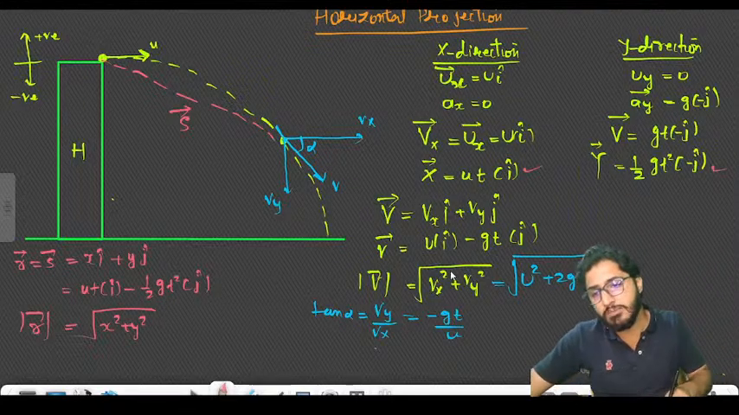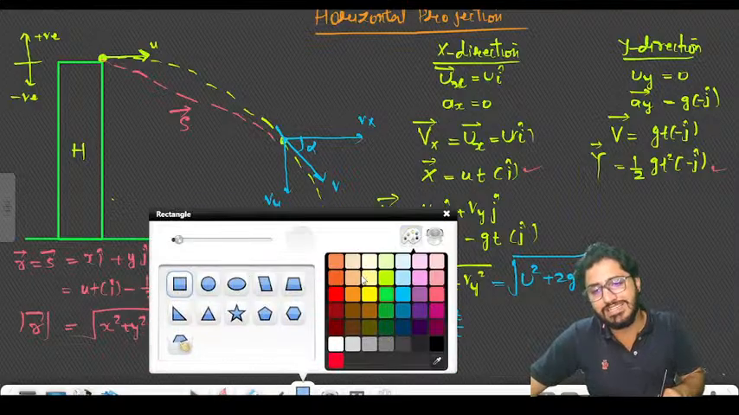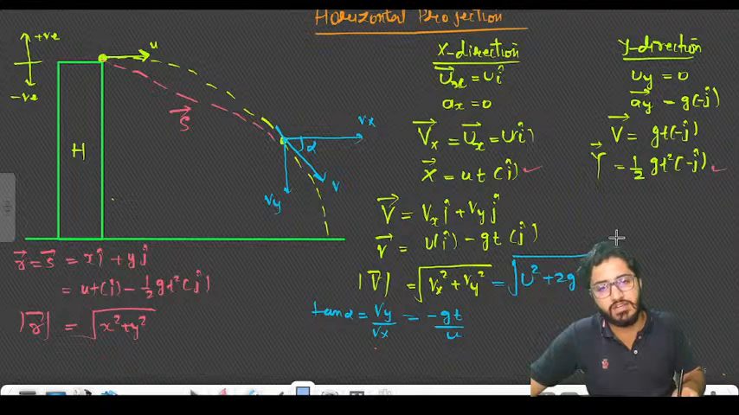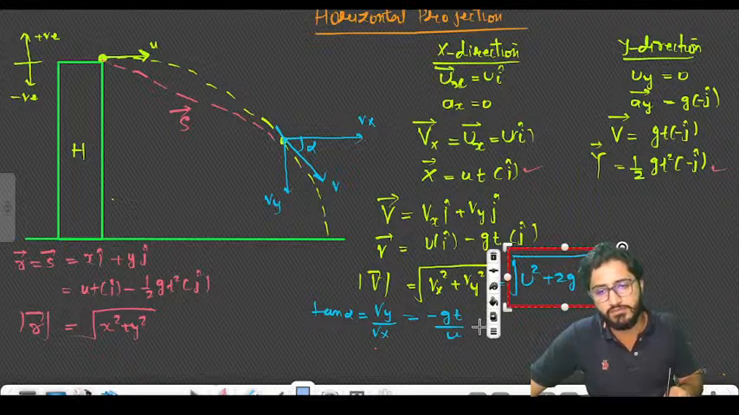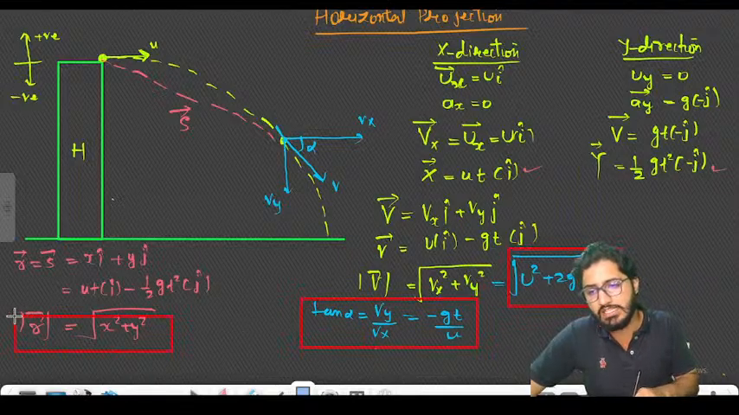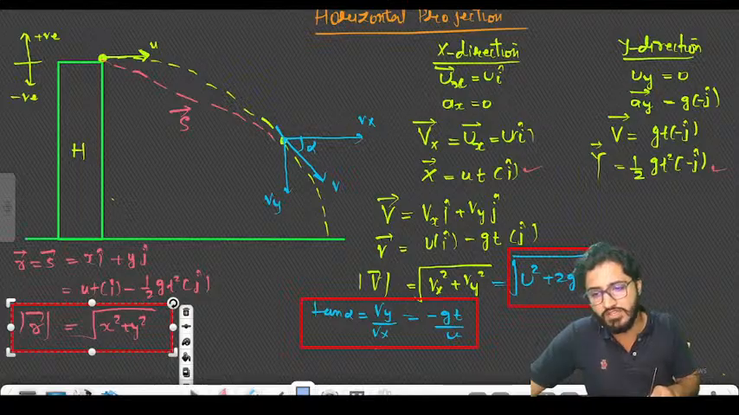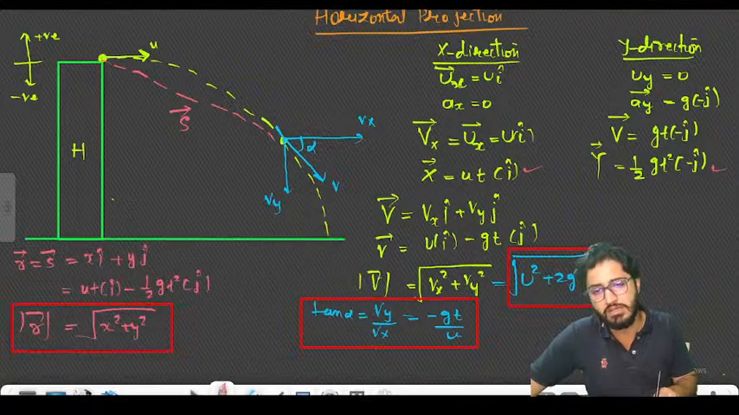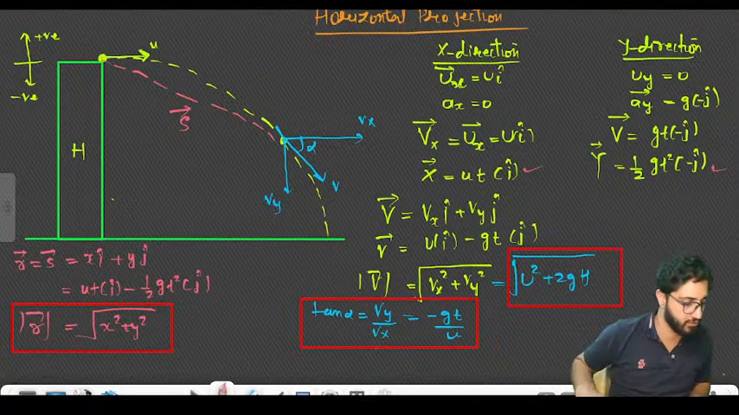So what you need to remember from this page? You can see it is somehow very large to understand, right? Just remember these things: velocity 1, angle 1, and displacement 1. These three things you need to remember. The rest everything gets clear to you.